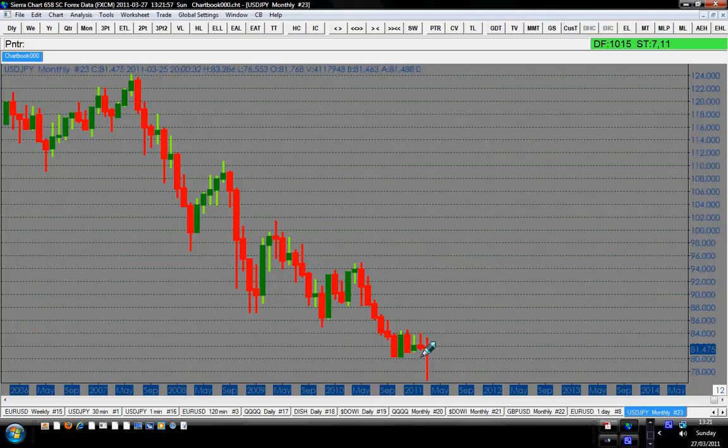But on this candle here, you can see that we have a hammer. This is the month of March, okay? So last week, next week will be the end of March, okay? So we will pay attention to this monthly candle here for the USD yen currency pair.